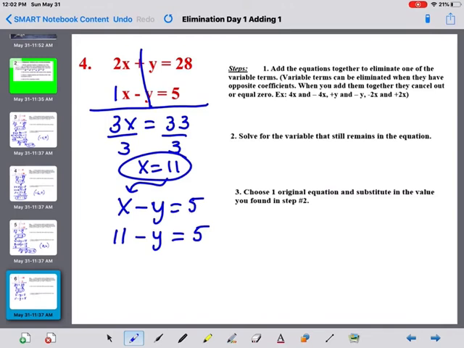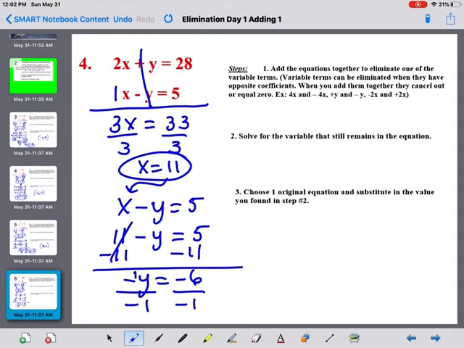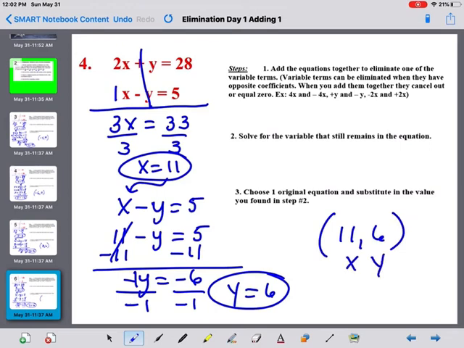Some of you might already see what the y value should be. You might recognize it's going to be 6. But if not, I'm going to subtract 11 on both sides. And then finally divide both sides by negative 1, since I have an imaginary negative 1 as my coefficient for y. And I get y is equal to 6. So my solution is 11, 6. Remember, if you're asked to write the solution as an ordered pair, we always want to put the x value followed by the y value.